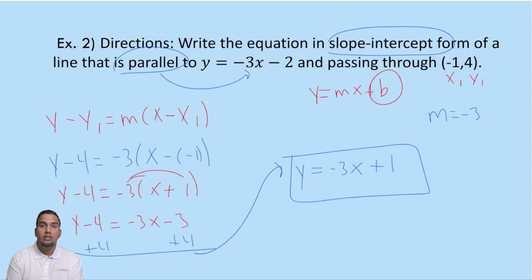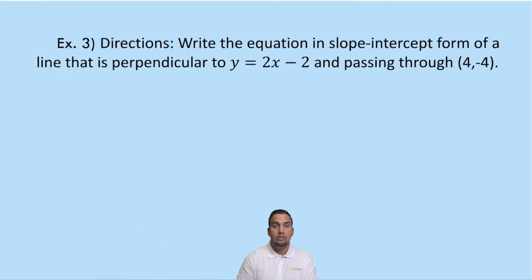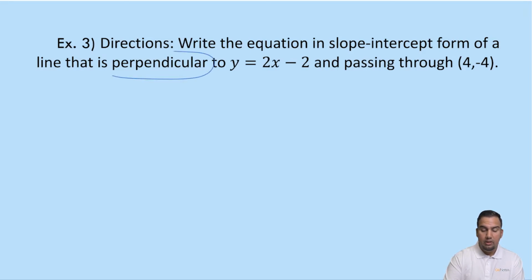Okay? So hopefully you got this right. What we're going to do now is move on to the next equation, which is example 3. But now you're going to notice a different keyword. What's the keyword that you notice? It says perpendicular. What does perpendicular mean?